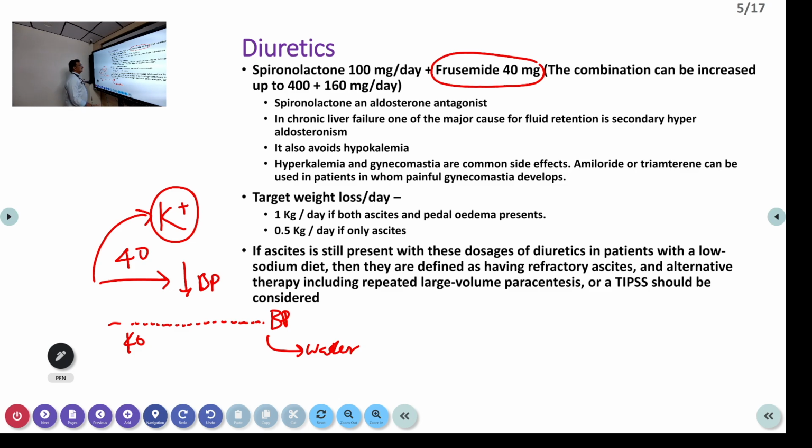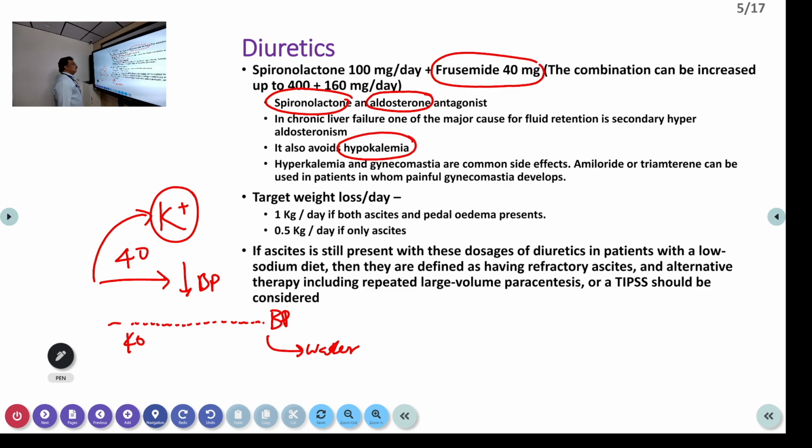So we always try to add spironolactone. So spironolactone with Lasix. The advantage of spironolactone is that it's an aldosterone antagonist. We have already seen that in chronic liver disease, secondary hyperaldosteronism retains more water. So spironolactone should be given along with Lasix because spironolactone is an aldosterone antagonist. And another important thing is it's a potassium sparing diuretic. So hypokalemia can be prevented. So these are the two important reasons we are adding spironolactone to the regime.